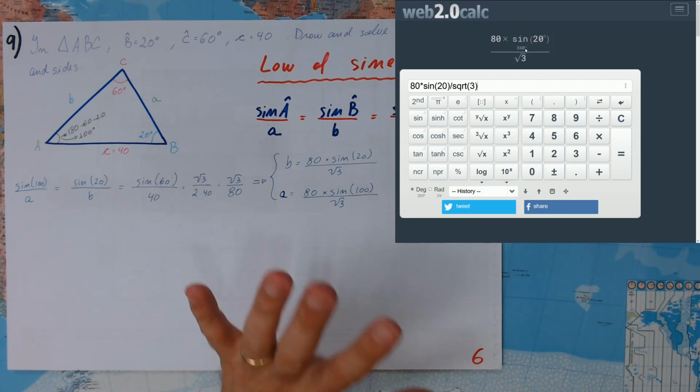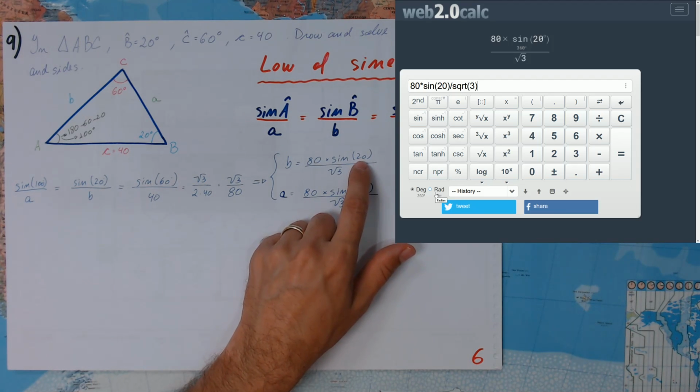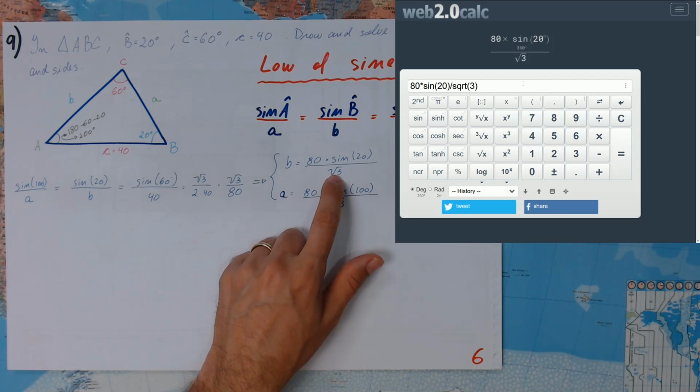Make sure that your calculator is on degrees, not on radians. That angle is 20 degrees, so I gotta leave it in degrees. If I put radians in here, I'm going to mess up because the calculator will take it as 20 radians, and it's actually 20 degrees. So make sure that you know how to set up your calculator pretty well. So 80 times the sine of 20 divided by square root of 3.